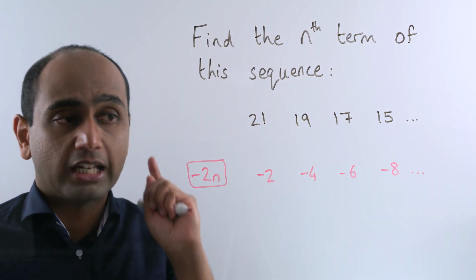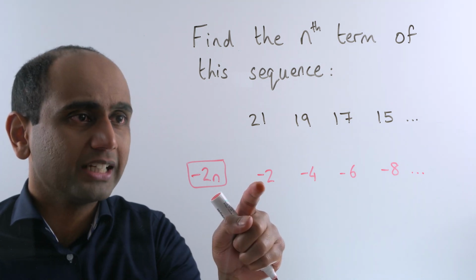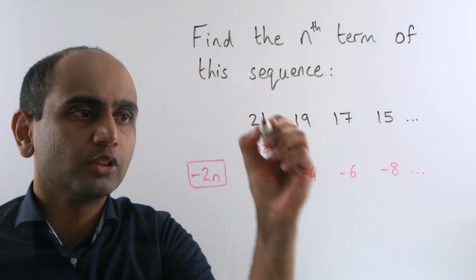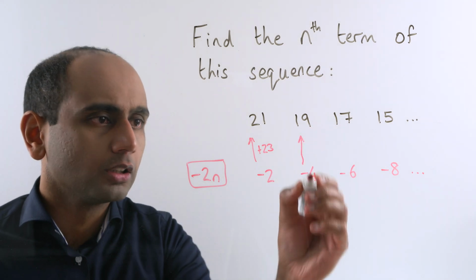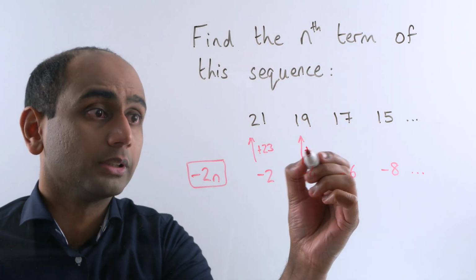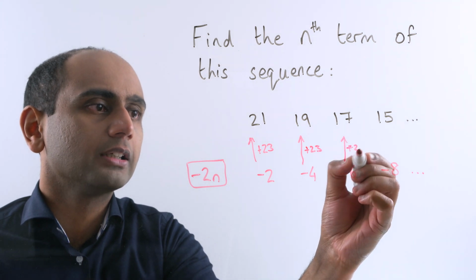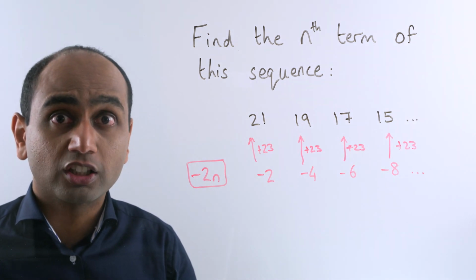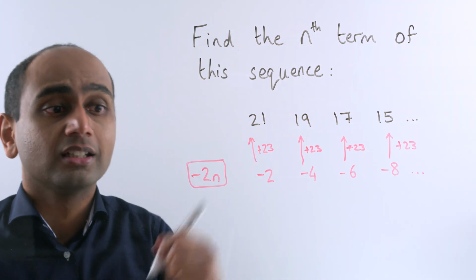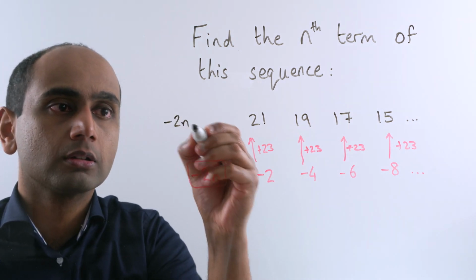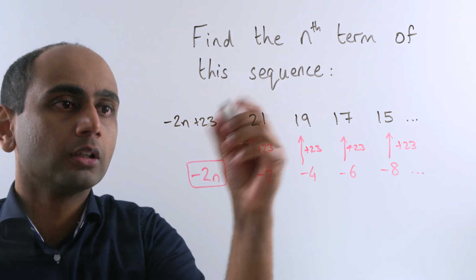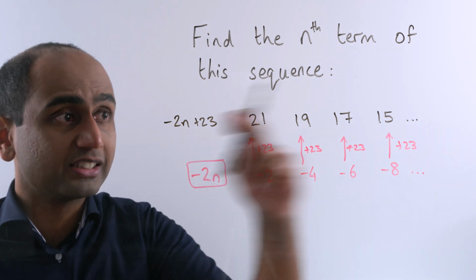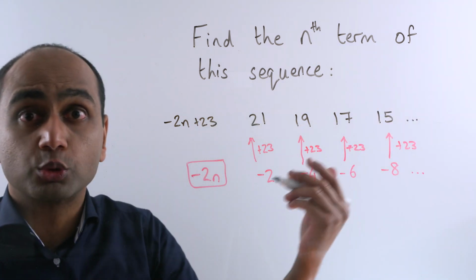And what's going on here? To go from negative 2 to 21, what I've actually got to do is add 23. And if you check out all the others, to go from negative 4 up to 19, what I've got to do is add 23, add 23, add 23. So that makes it clear that the nth term of this particular sequence is negative 2n plus 23, which is taking this sequence and adding 23 to each term. So the nth term of this sequence is the same as the nth term of this sequence, but with 23 added onto it.